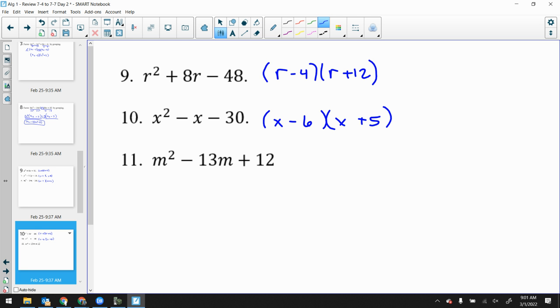And then number 11. Rose, what'd you get for number 11? You got prime? Watch out. And this trips a lot of people up. It's always the simplest answer that trips a lot of people up. The factors of 12 that add to get to 13. 1 and 12. And since it's negative, you just do negative 1, negative 12. Does that make sense? M minus 1, M minus 12.